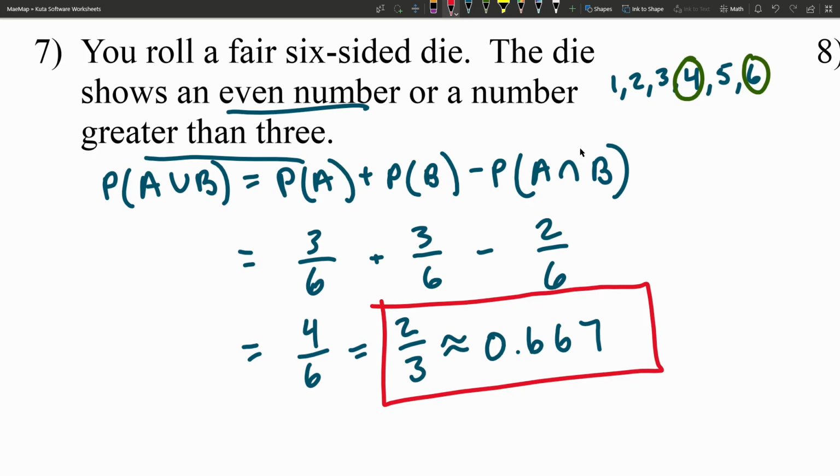And remember, we had to worry about this intersection because the events were not mutually exclusive, meaning that they were able to occur at the same time. Let's move on to number 8.